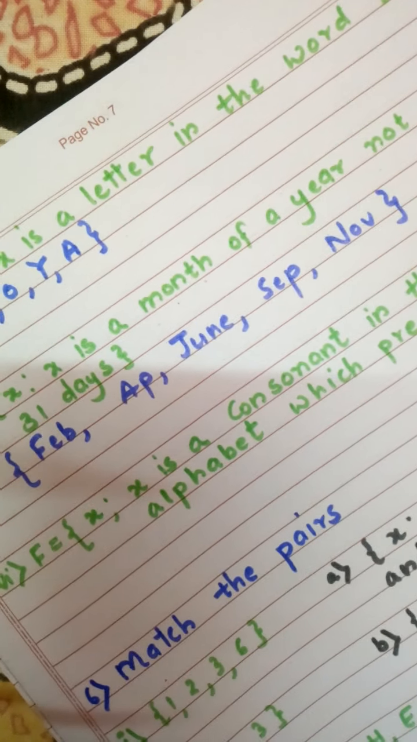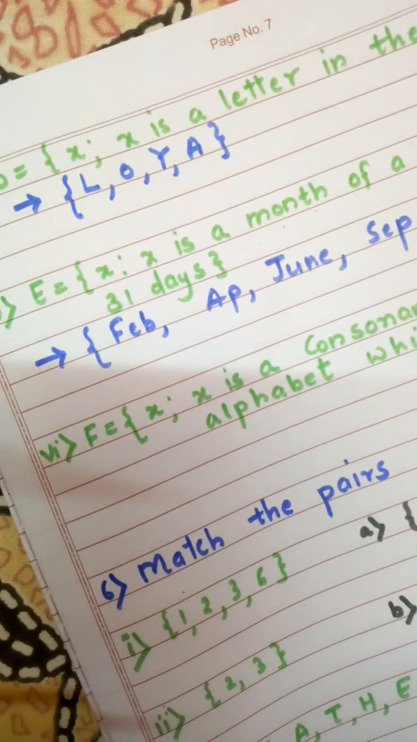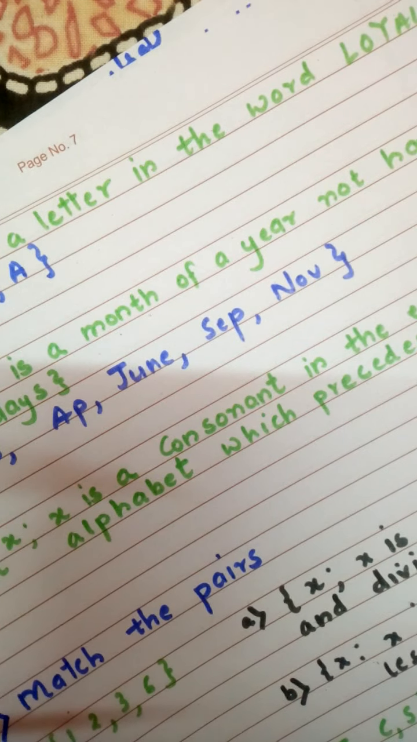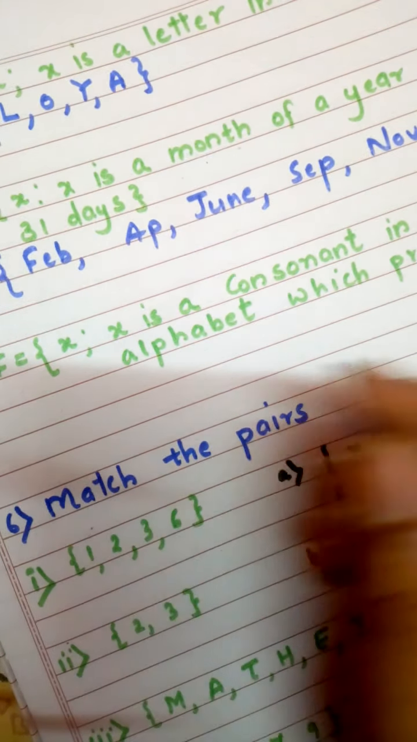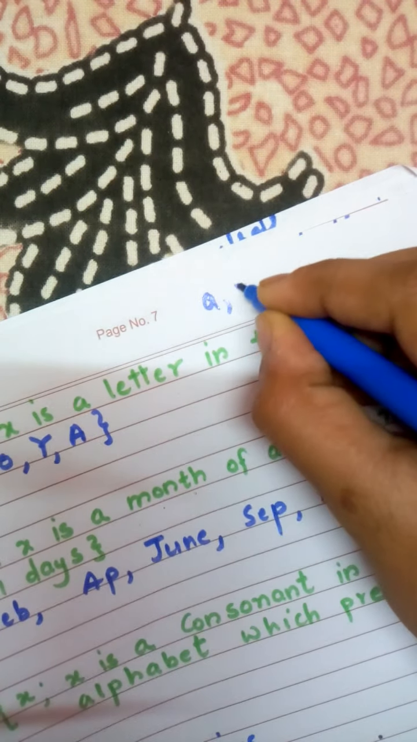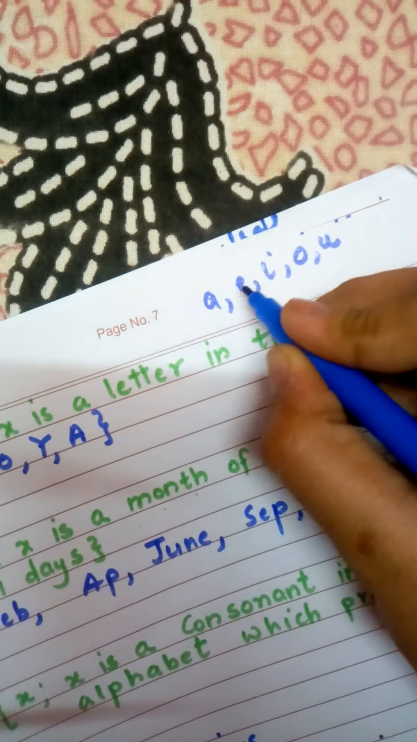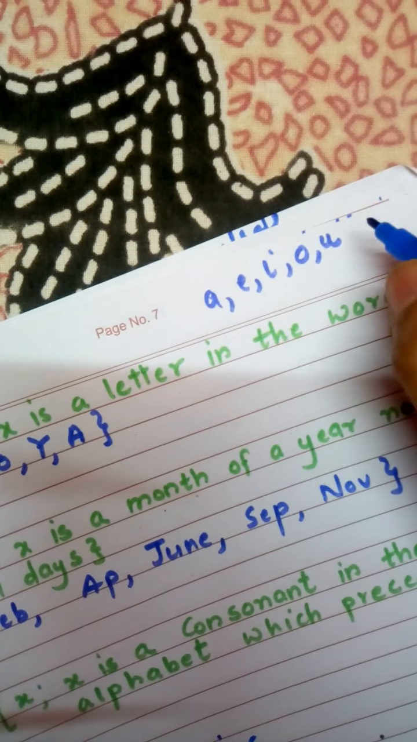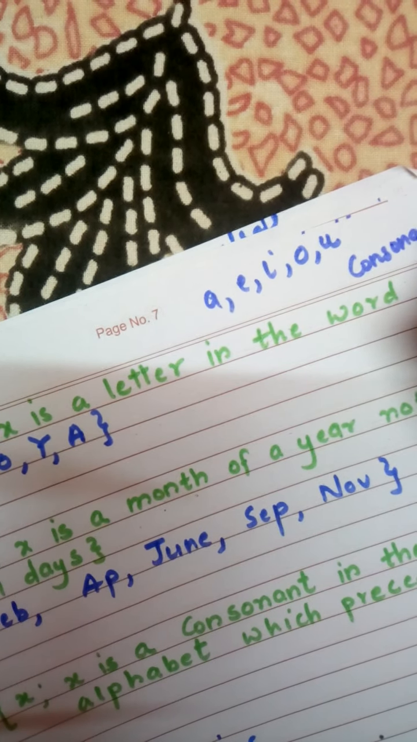Okay, now moving to the sixth question here. It says that F is equal to {x such that x is a consonant in the English alphabet which precedes K}. Now here we have vowels and consonants. Everyone knows that vowels are A, E, I, O, U. So in the English alphabet, A, E, I, O, U are vowels. Now other than vowels, whatever alphabets are there, we call them consonants.